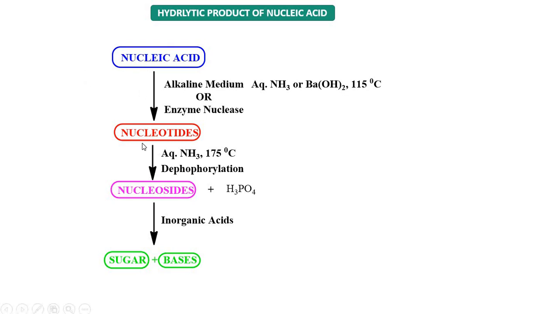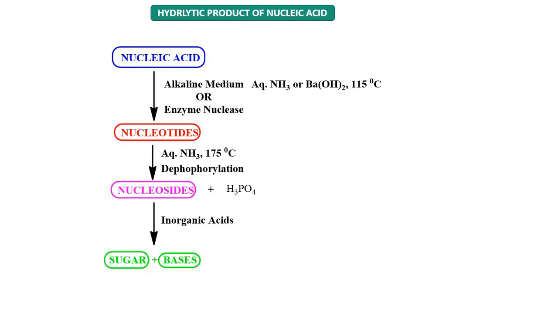So nucleic acid on hydrolysis first of all gives nucleotides. Nucleotides on dephosphorylation give nucleosides. That means if we compare the nucleotide and nucleoside, there is a difference of only this phosphoric acid. H3PO4 is present in nucleotides, whereas in nucleosides there is no H3PO4. And if we further hydrolyze this nucleoside in presence of inorganic acid, you will get sugar and bases. So we can say the basic components of nucleic acids are sugar, bases, and phosphoric acid.